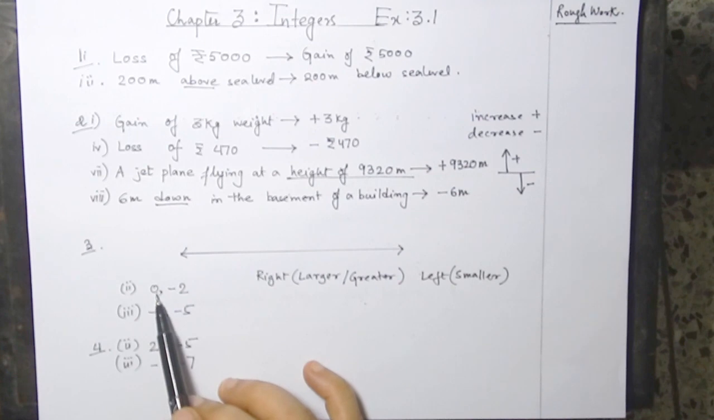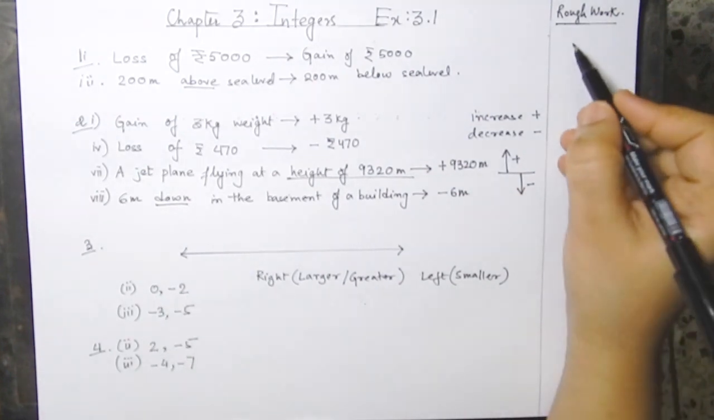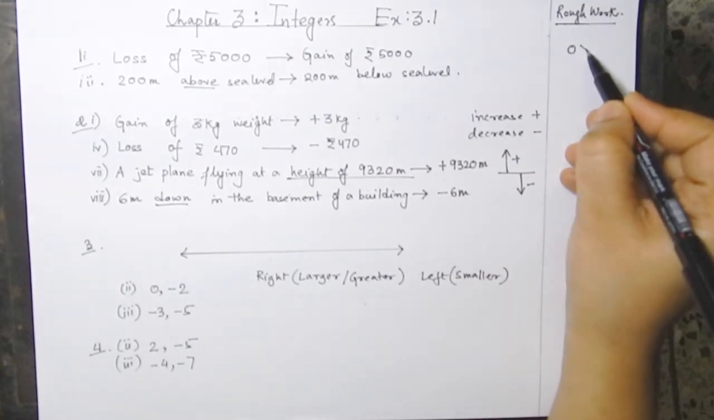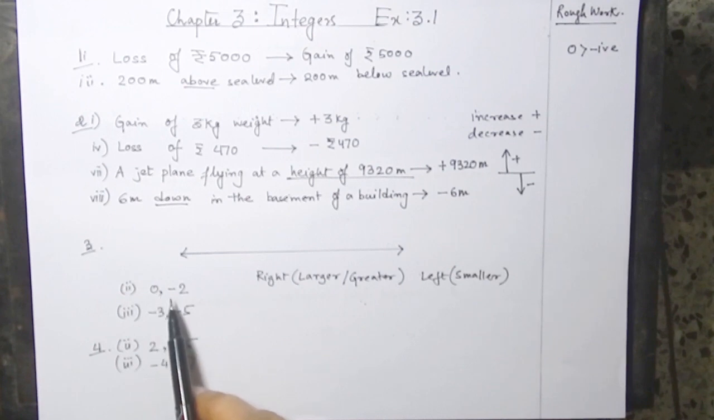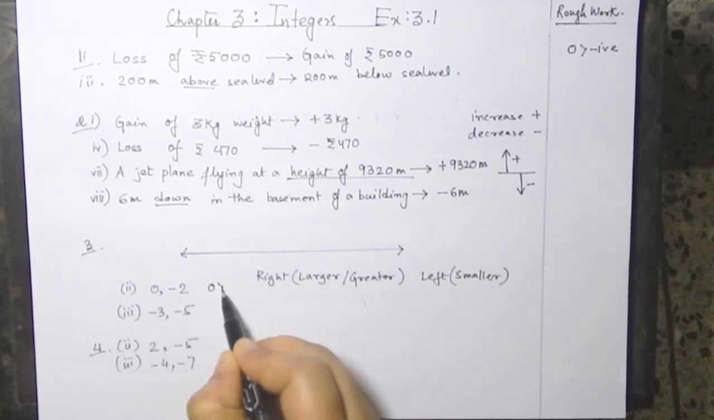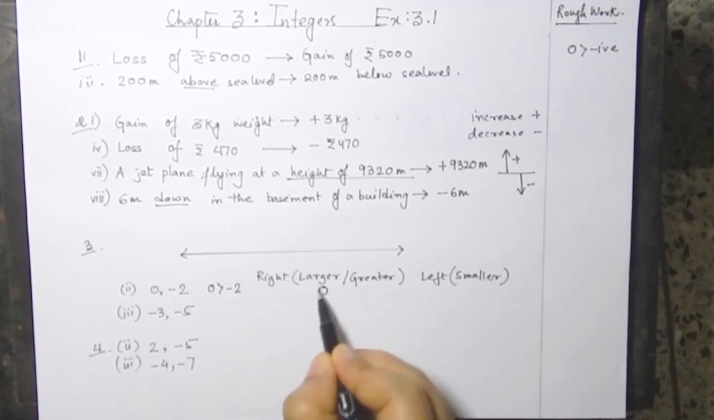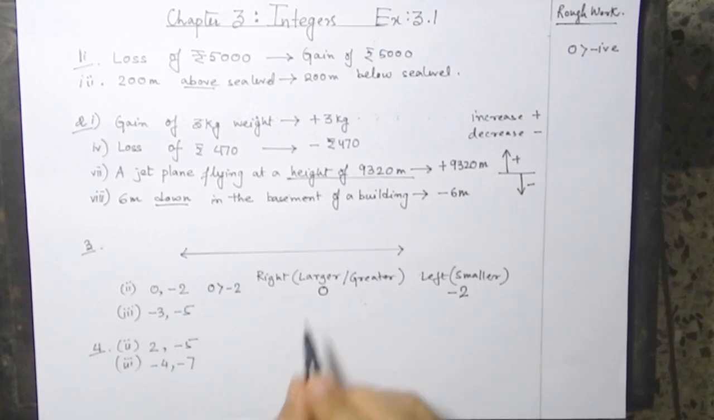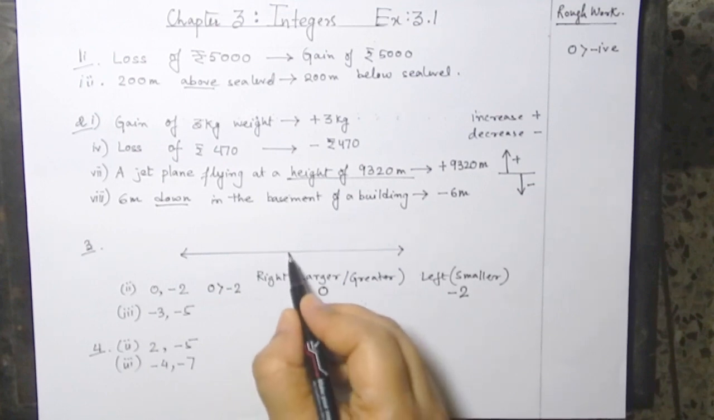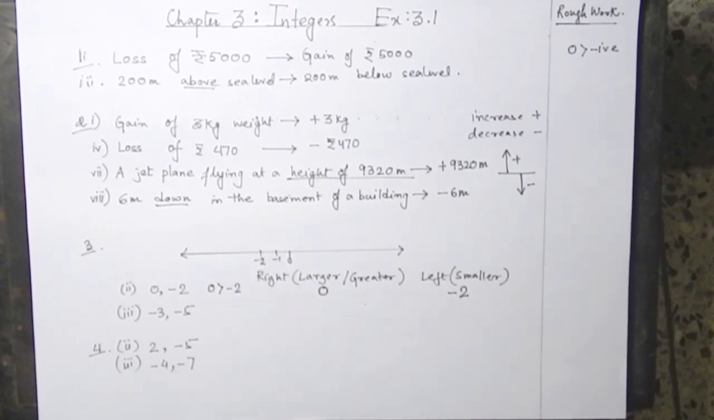Now let's see between these two numbers, 0 and minus 2. I've already mentioned that 0 is greater than all negative numbers. So obviously this 0 is greater. So here 0 is greater than minus 2. So who is greater? That number will be on the right hand side. So 0 is on the right hand side and minus 2 is on the left of 0 on the number line. So if this is 0, then this is minus 1, this is minus 2.